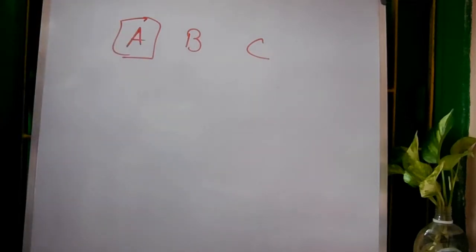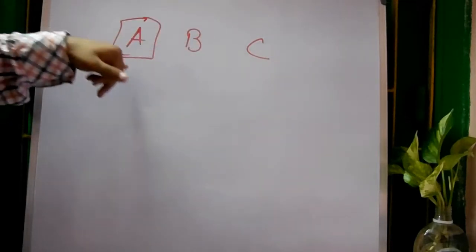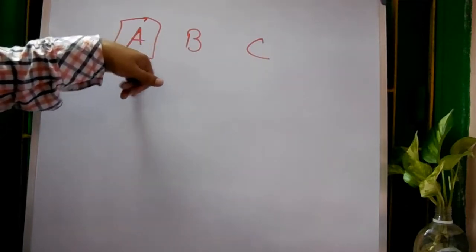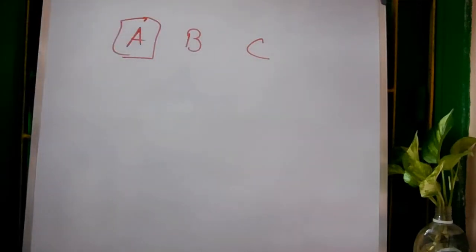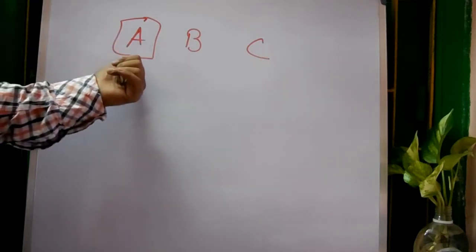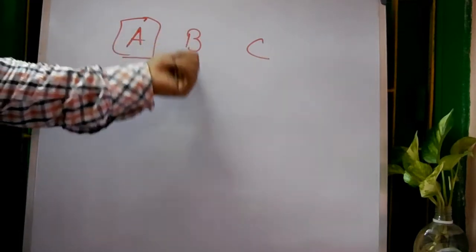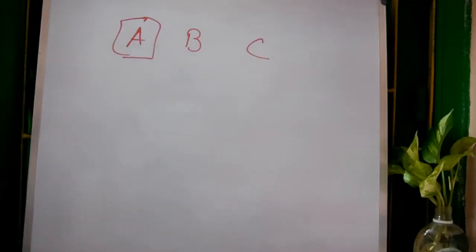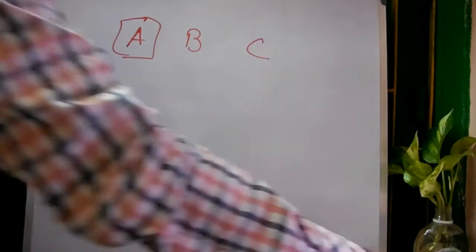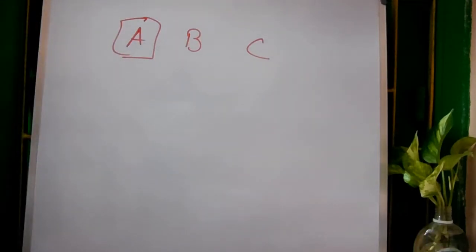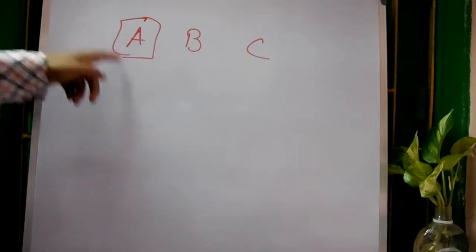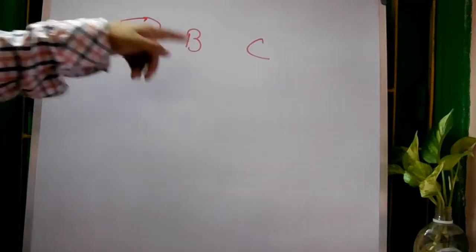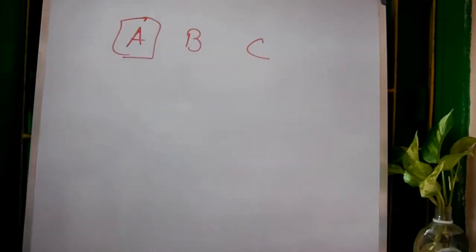There is no need to compare B and C at that time, because if A is greater than B and A is also greater than C, then on that occasion we determine that A is the maximum, greater than B as well as C. That's all. This is the first condition. The second condition is if not.